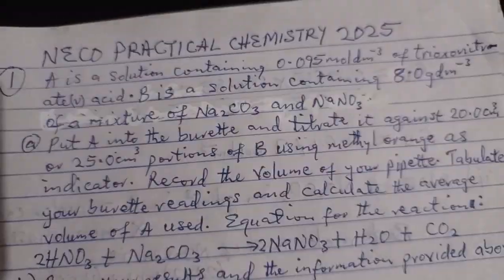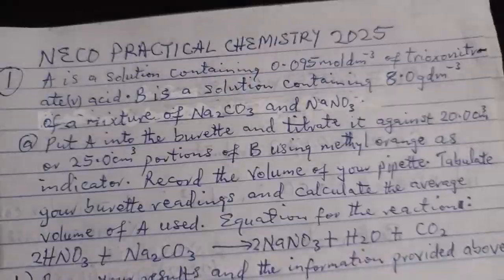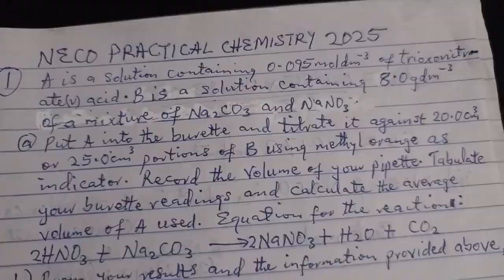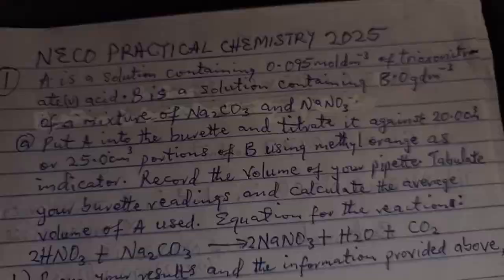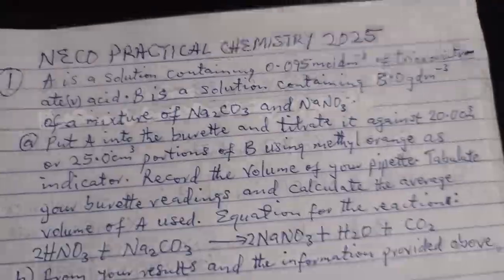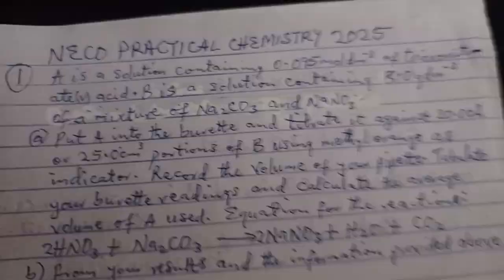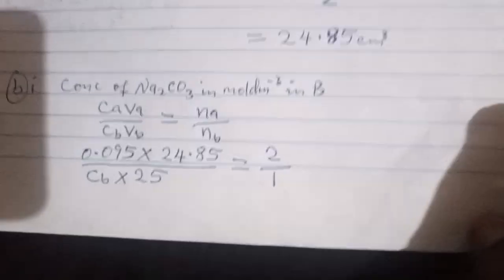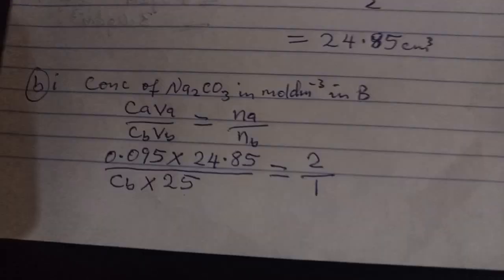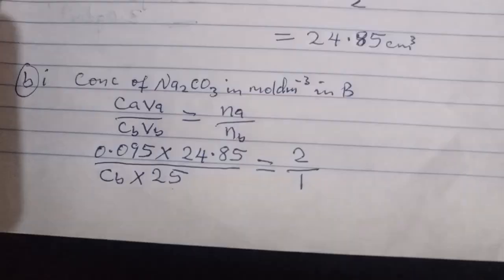Assuming they gave you in cm cube, maybe 500 cm cube or 250 cm cube, you know what to do. Just convert that by saying so value in so cm cube, so value equal to so cm cube, 1000 will be in x. You cross multiply, you know all of that, and then get your value. But this one goes straight, and then bring this formula: CAVA all over CBVB equal to NA all over NB.